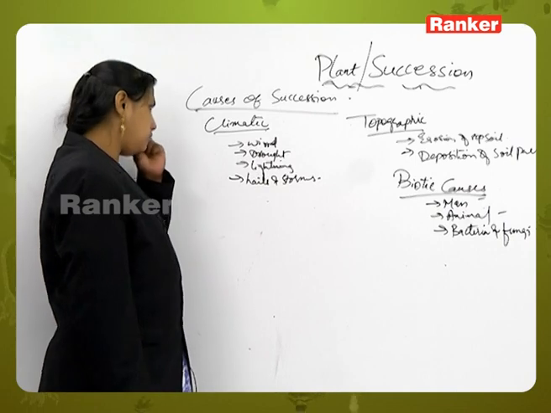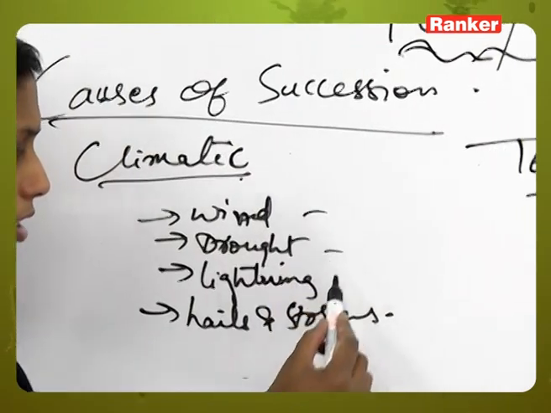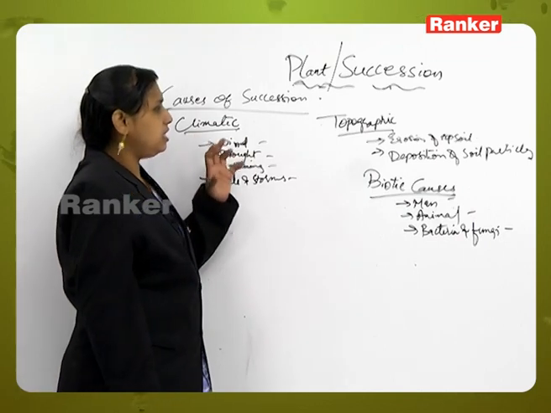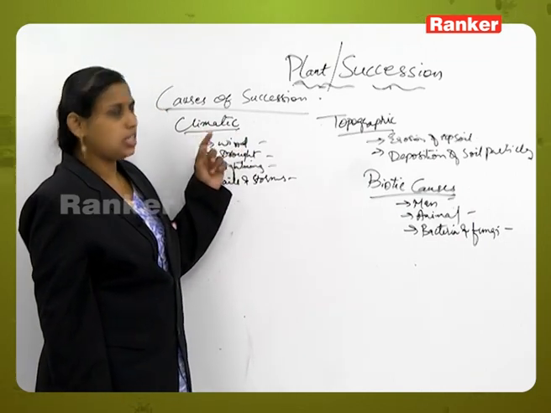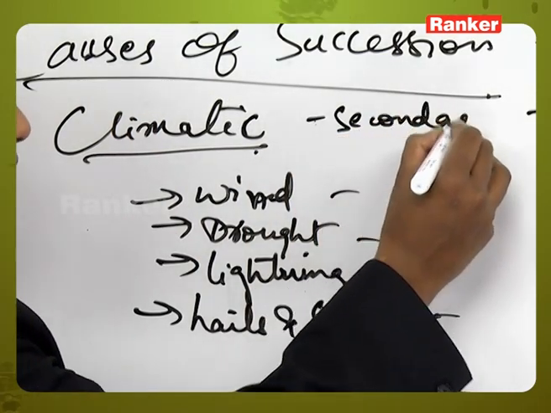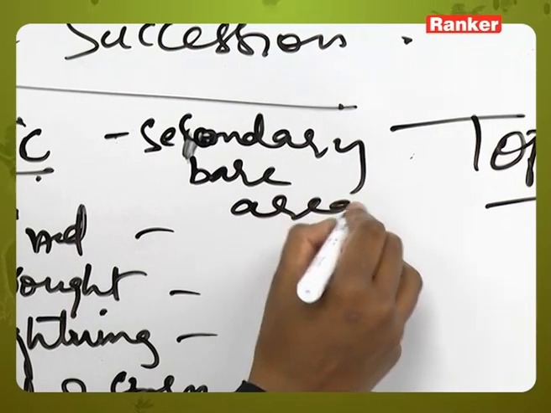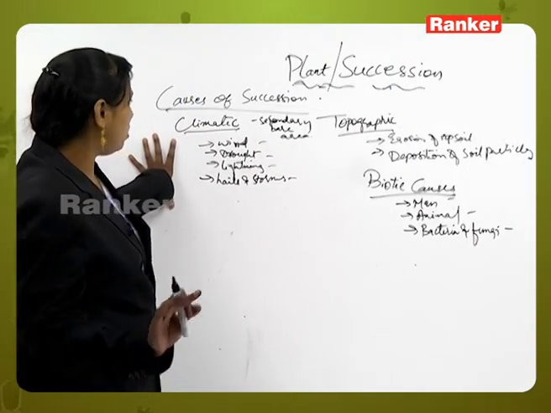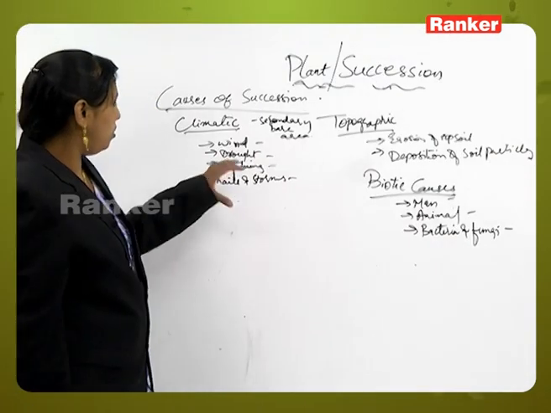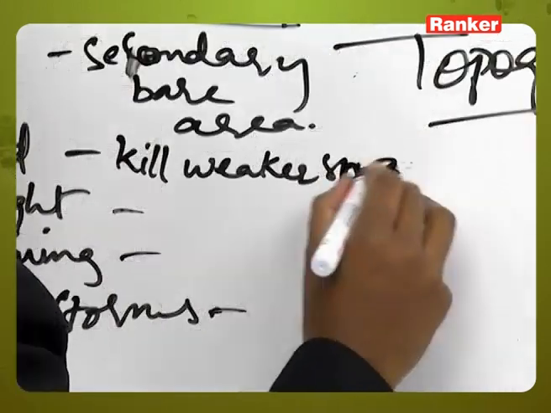When we talk in terms of climatic factors, we take into consideration factors like wind, drought, lightning, hails and storms. These changes in the climate produce mainly a secondary bare area. Secondary bare area means it will spoil the initial area and lead to the formation of a secondary bare area by destroying the existing area on which the succession had started. Now, wind will be helpful in killing the weaker species.